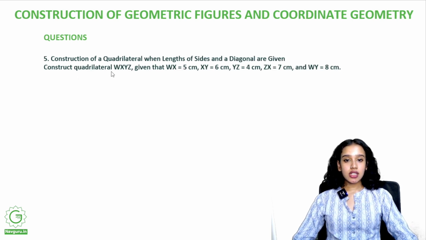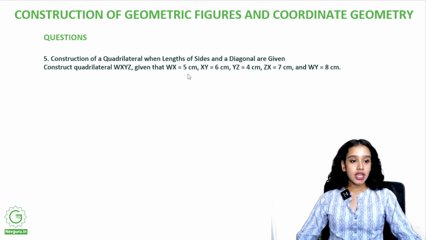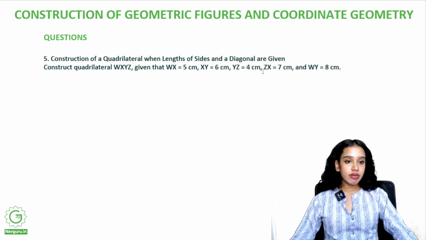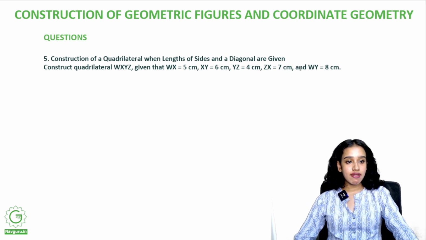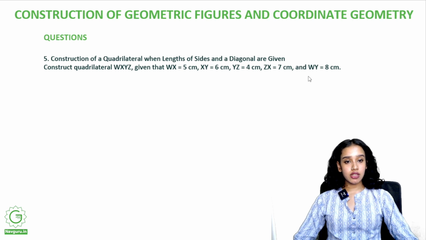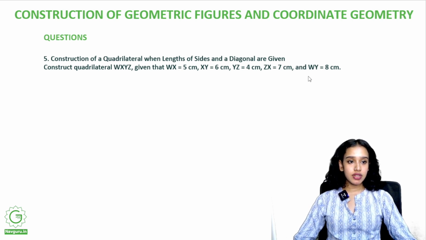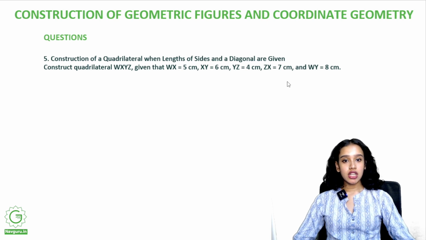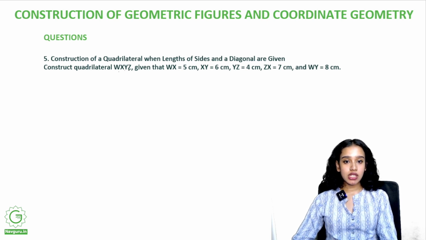Now, construct a quadrilateral WYXZ given that WX is equal to 5 centimeter, XY is equal to 4 centimeter, ZX is equal to 7 centimeter and WY is equal to 8 centimeter. So, 4 sides are given. It's very easy to construct a quadrilateral when 4 sides are given and the diagonal is also given. So, the quadrilateral is WXYZ.